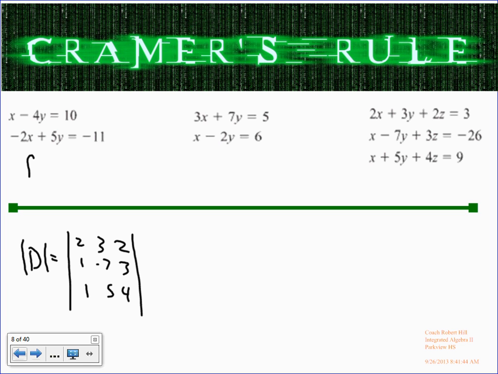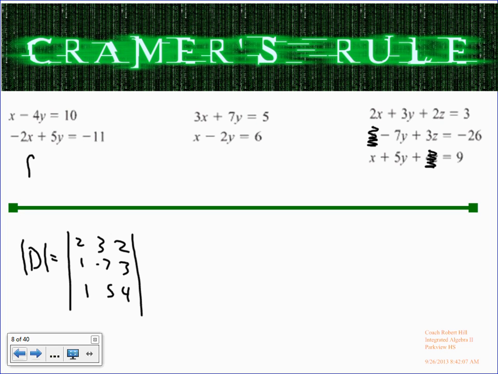Now, listen to me. On the test, this question shows up, but on the test, this x term is missing. If this x term is missing right there, what was my coefficient? 0. If this z term is missing right here, there would be a 0 there.